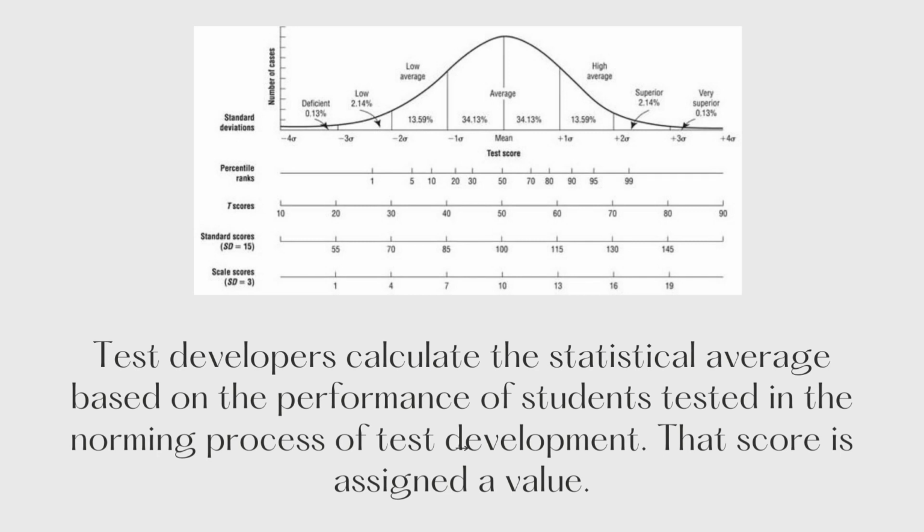So here is an example of standard scoring. Test developers calculate the statistical average based on the performance of students tested in the norming process of test development. That score is assigned a value. These standard deviations are used to determine what scores fall within the above average, average, and below average ranges. Standard scores and standard deviations are different for different tests. Many of the commonly used tests, such as the Wechsler intelligence scales, have an average score of 100 and a standard deviation of 15.